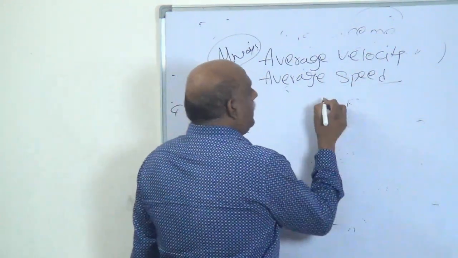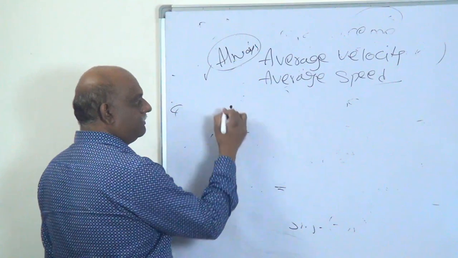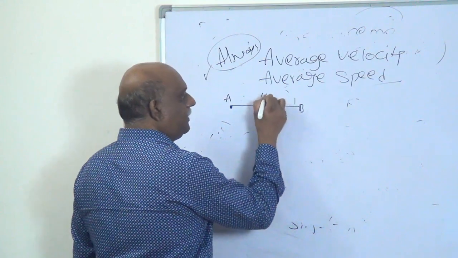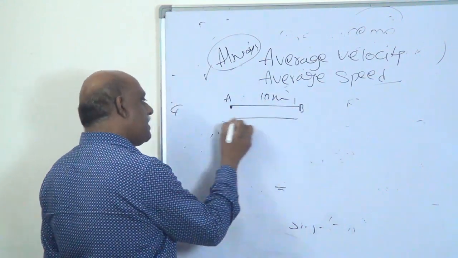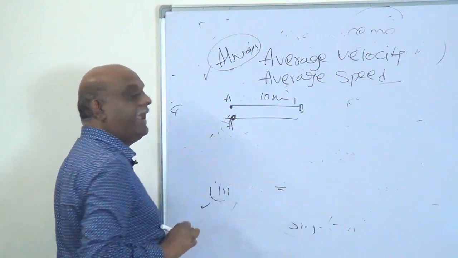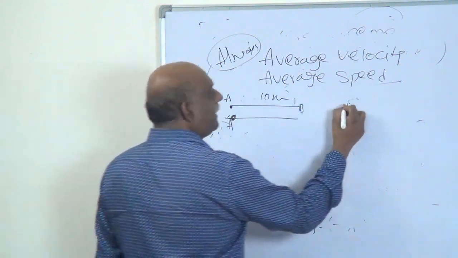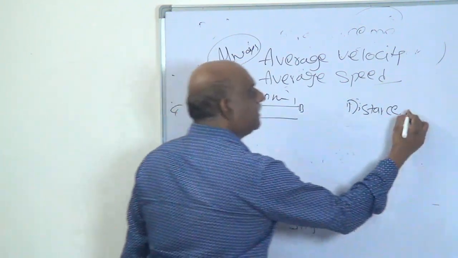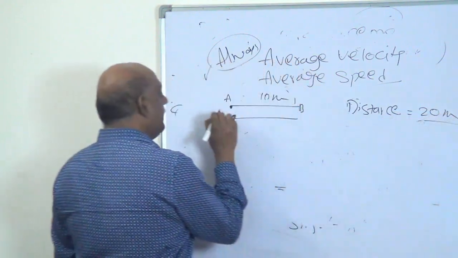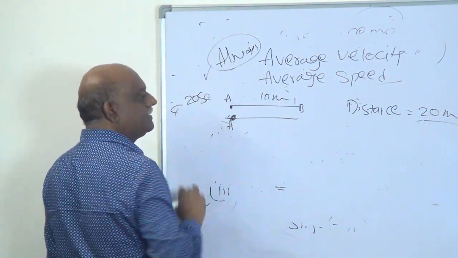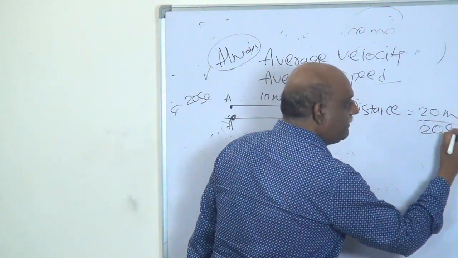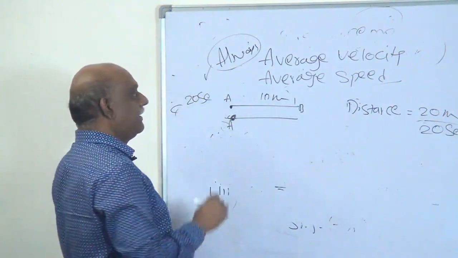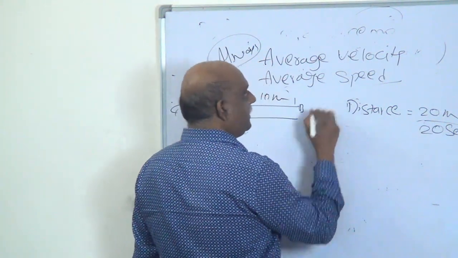Now, let us say I started here at point A, I went to point B which is around 10 meters away. Once more I started from there and reached the point A. So what is my distance travelled? 10 plus 10, 20 meters divided by, let us say I took around 20 seconds to do this. So 20 meters divided by 20 seconds, that is equal to 1 meter per second. Then, this is speed.